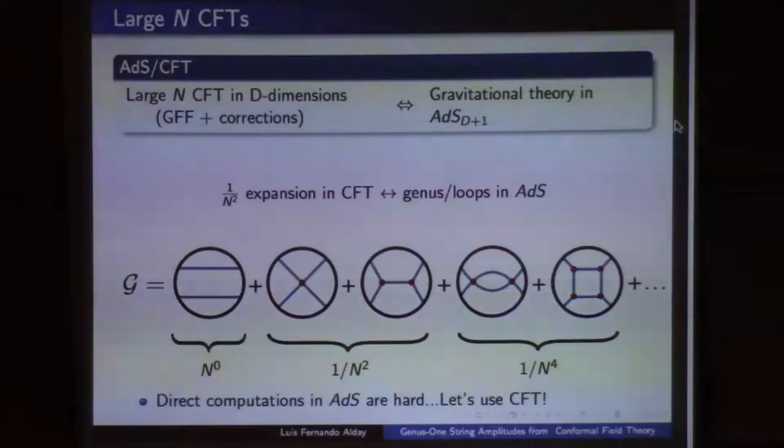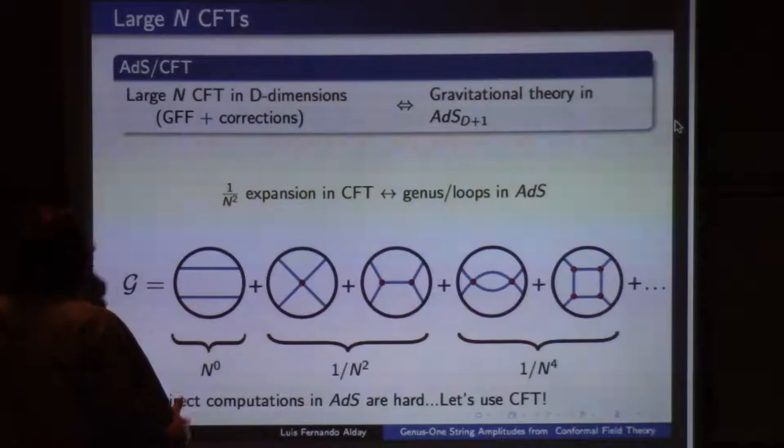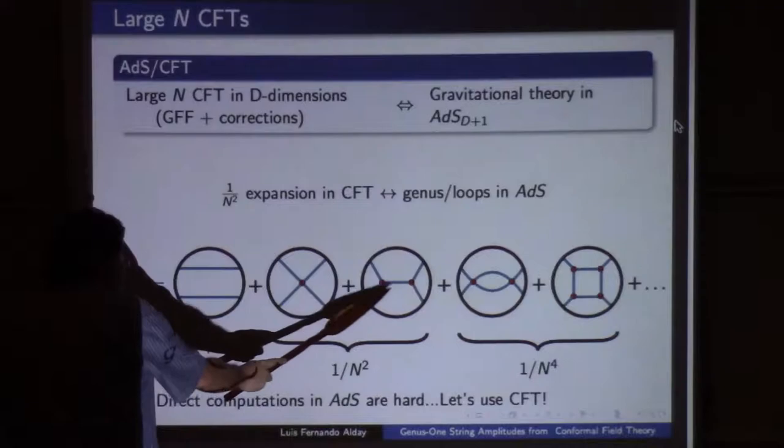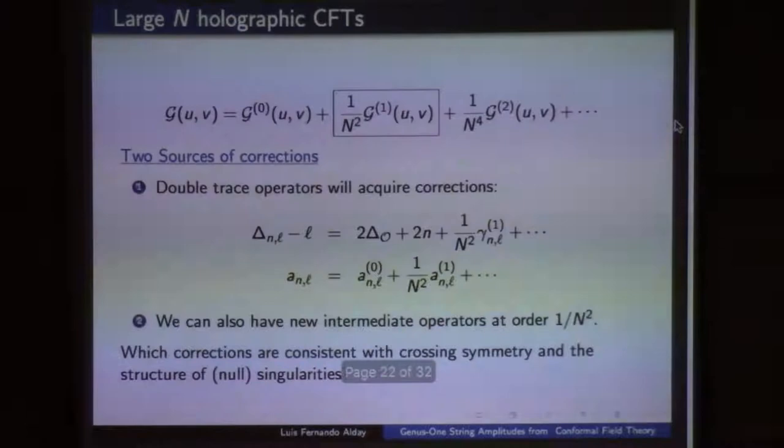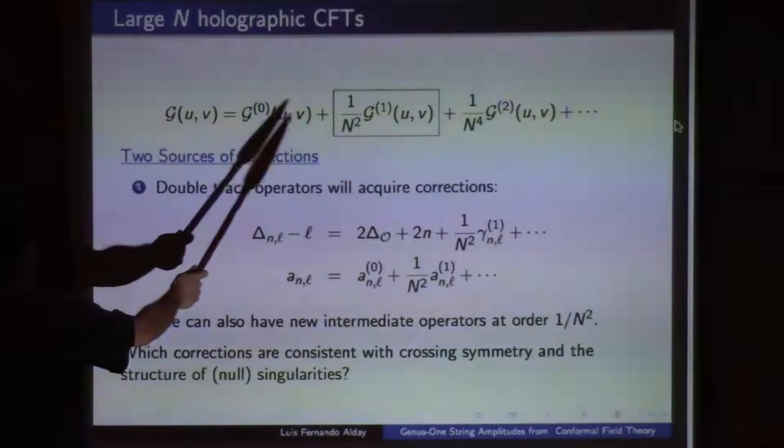Now, even in the computation by Witten, to compute loops in AdS is incredibly hard. So now, we are going to use all the wisdom that we were acquiring yesterday and the day before, and we will try to solve this problem. Great. So let's start with generalized free fields, and let's put 1 over n squared corrections to generalized free fields.